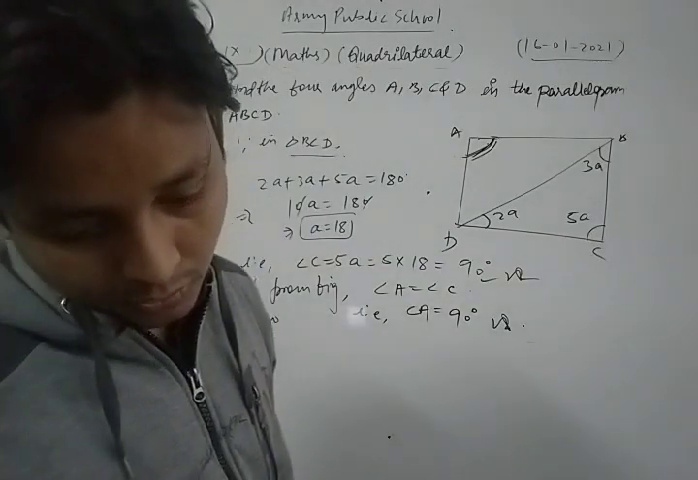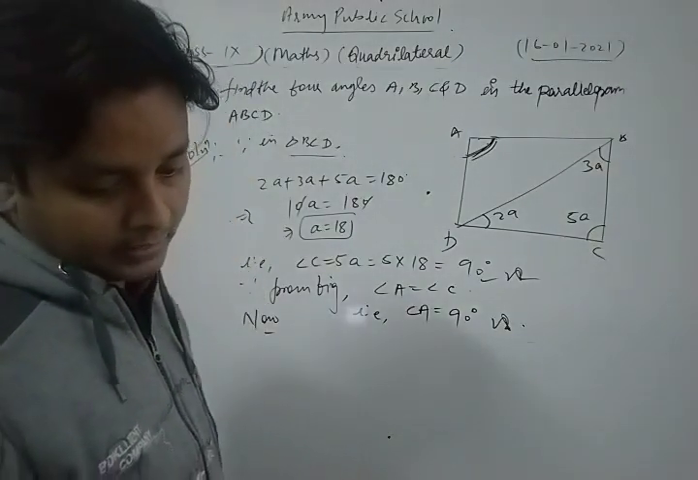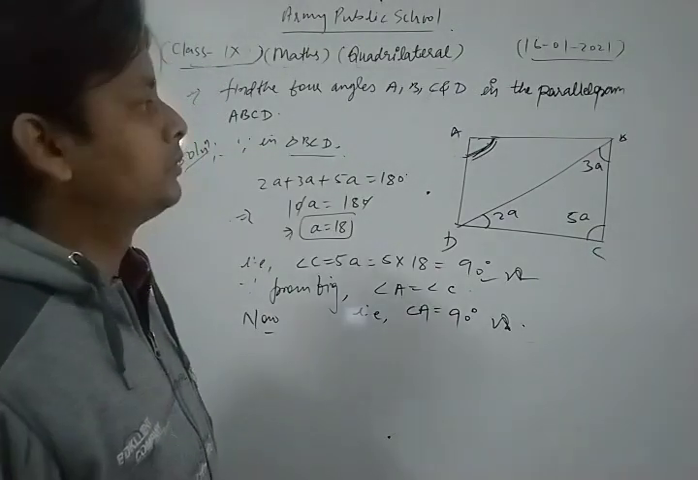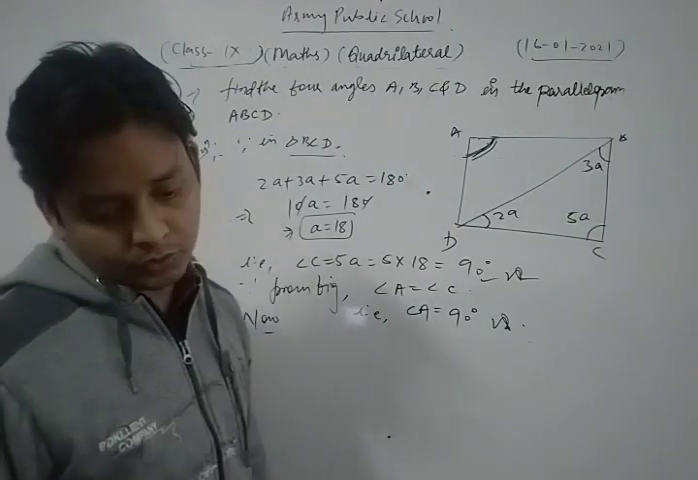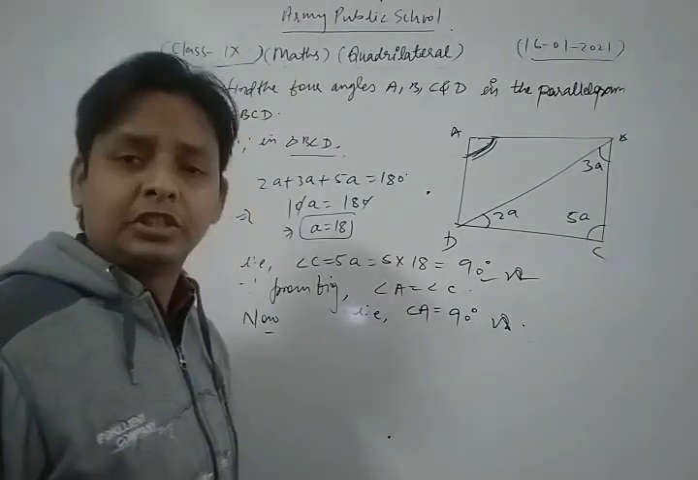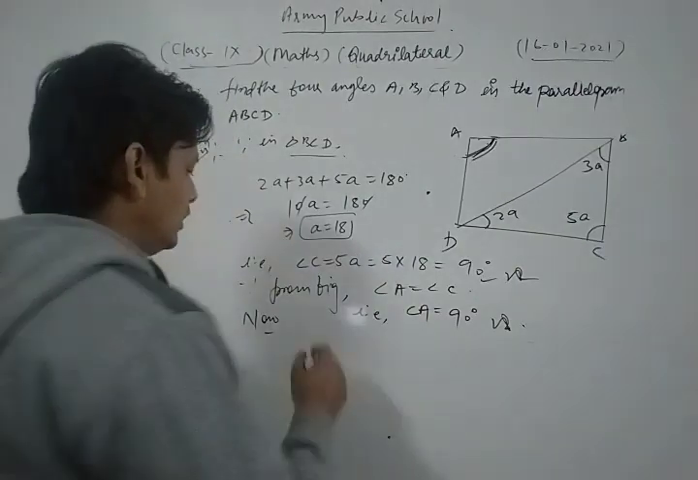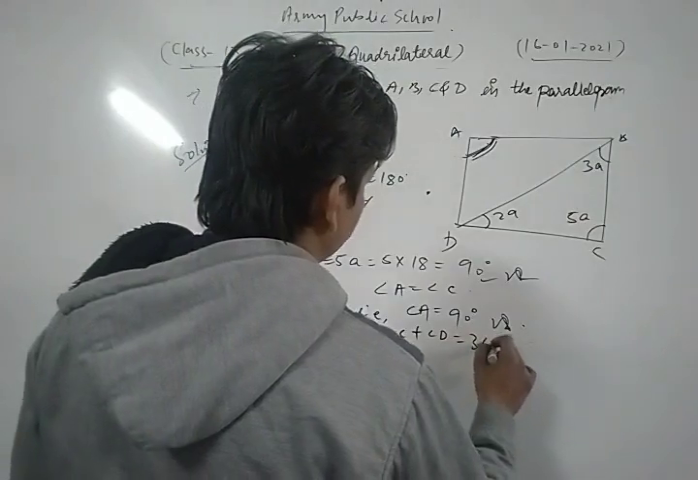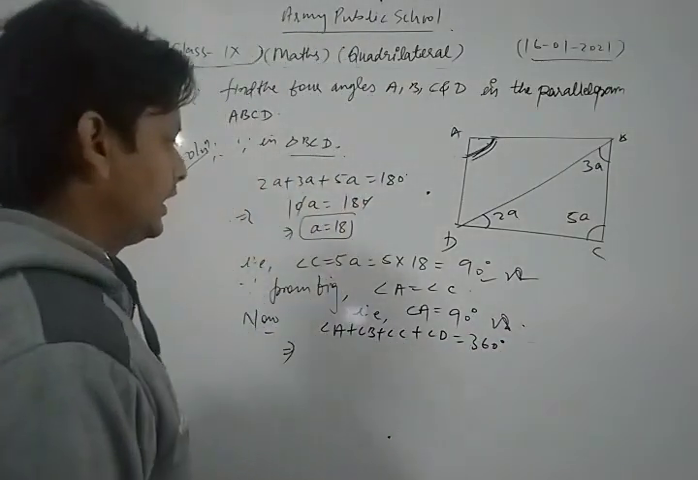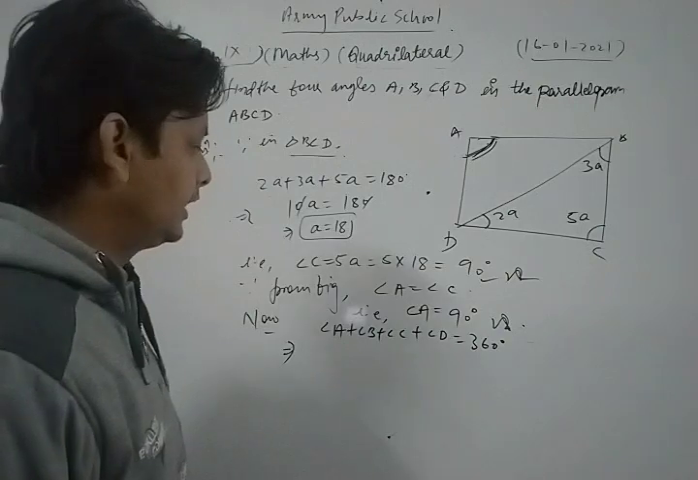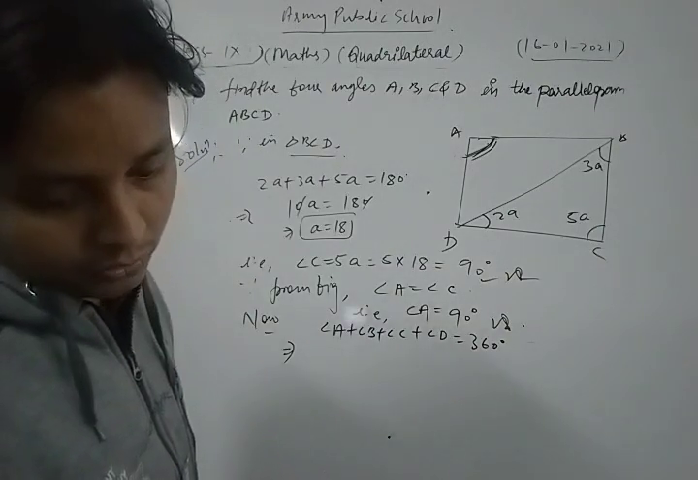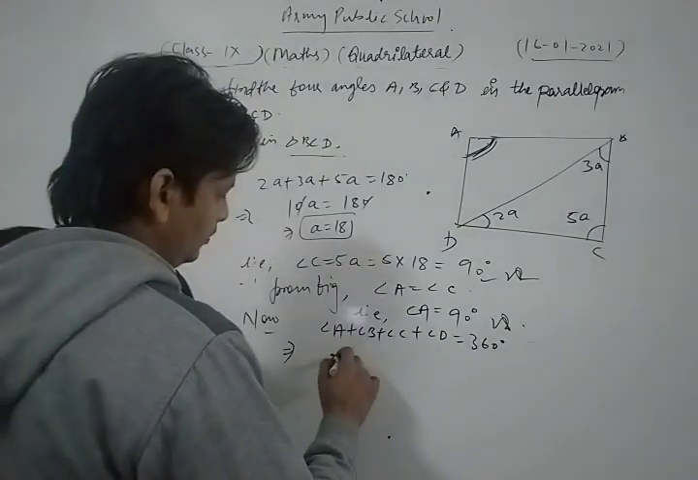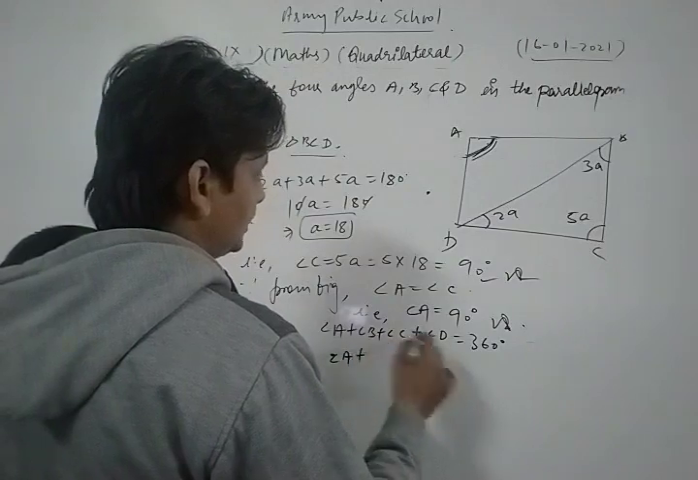Now dear friends, you know that the sum of all angles of a quadrilateral is 360. We know the angle sum property. Now angle A plus angle B plus angle C plus angle D is equal to 360 degrees. Angle A and angle C are 90 degrees each. Now opposite angles are equal to each other, so angle B is equal to angle D.